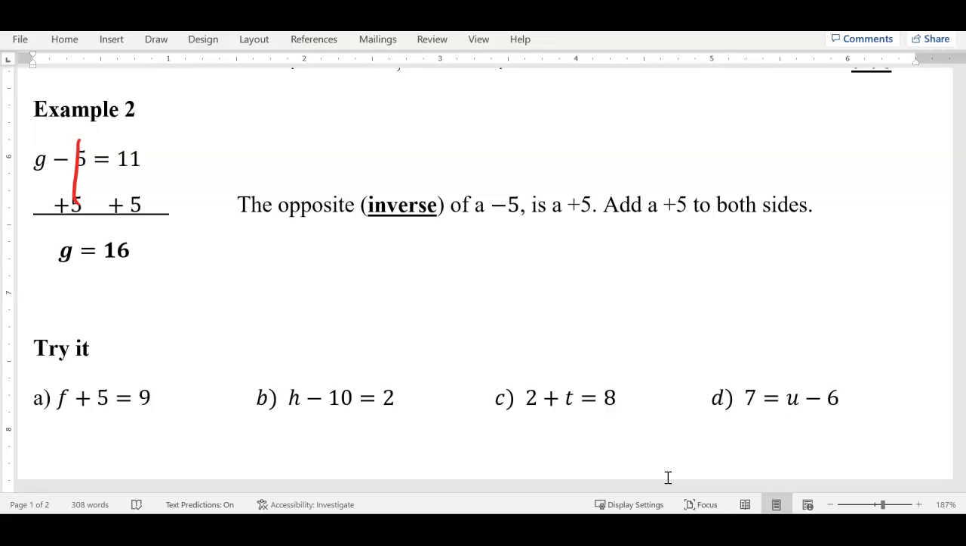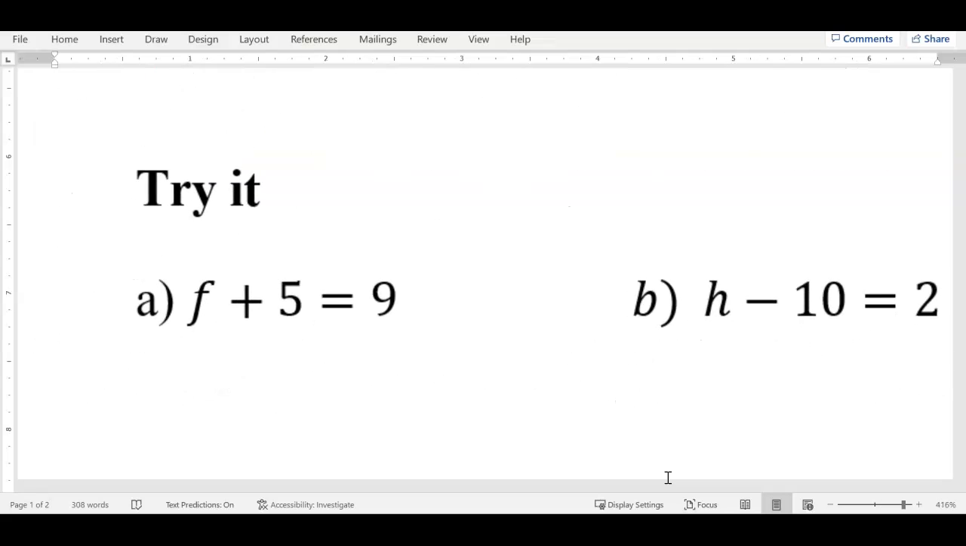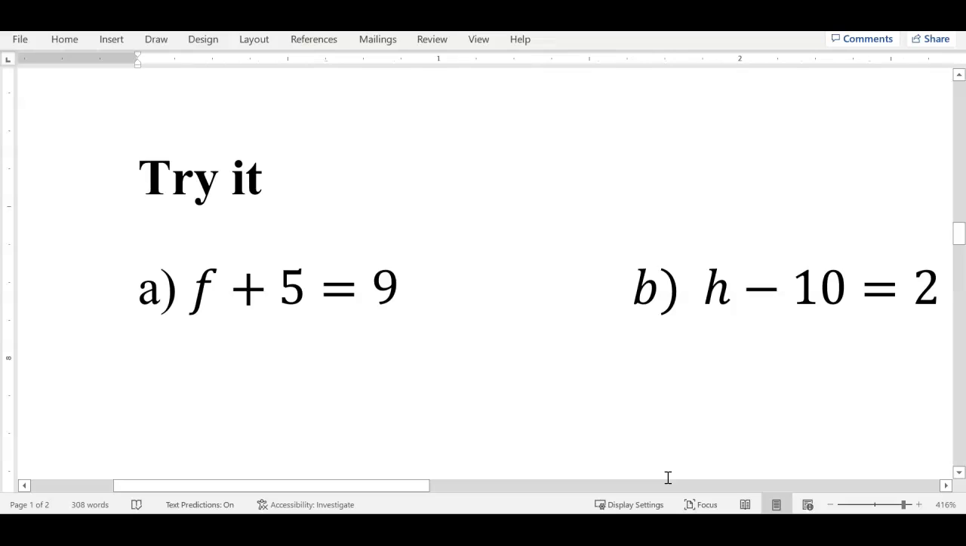Now, let's try it down here. Letter A. What's the variable? F. Is F by itself? No, it's got a little plus 5 hanging out there. So I want to think of the inverse operation. What's the opposite of plus 5? Negative or minus 5. So underneath it, I'm going to put minus 5. If I do it on one side of the equation, I got to do it on the other side of the equation. So underneath the 9, I put a minus 5.